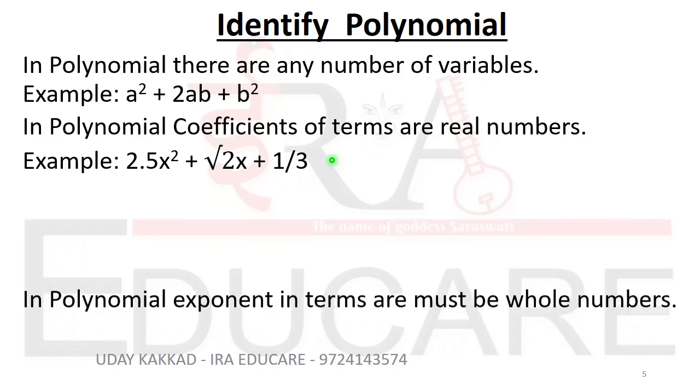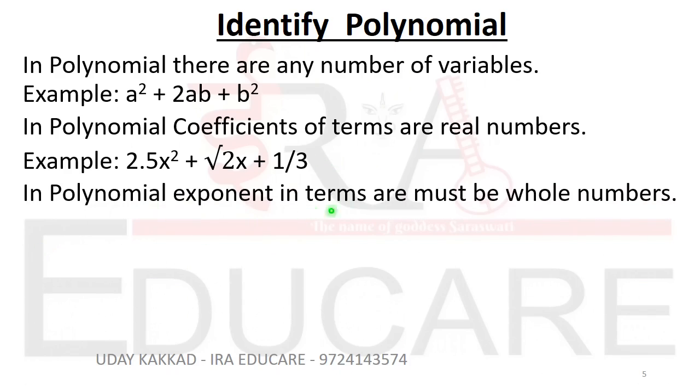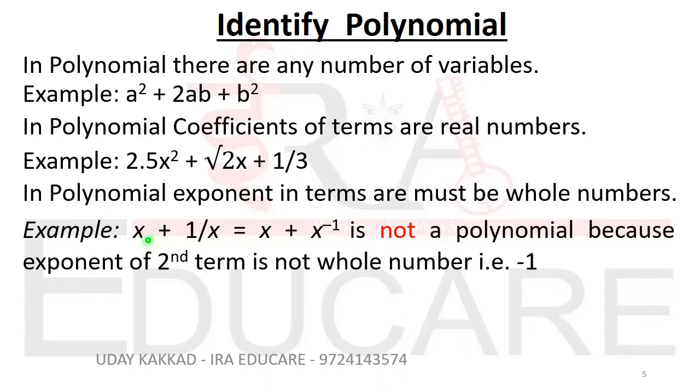Now come to the exponent. In a polynomial, the exponents in the terms must be whole numbers. So there is a condition: it must be a whole number, meaning 0 to infinity. Let's take one example: x plus 1 by x. You can rewrite 1 by x as x raised to minus 1. Minus 1 is not a whole number, right? That's why it is not a polynomial, because the exponent of the second term is not a whole number, that is minus 1. That's why x plus 1 by x is not a polynomial.